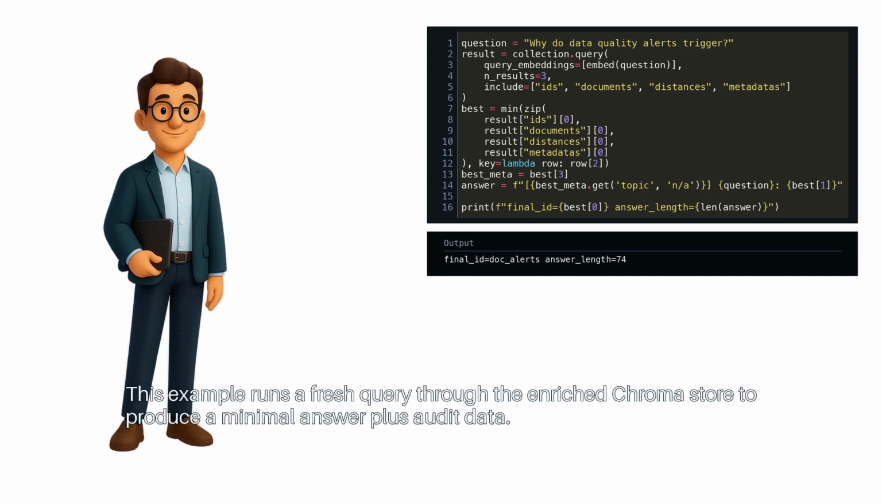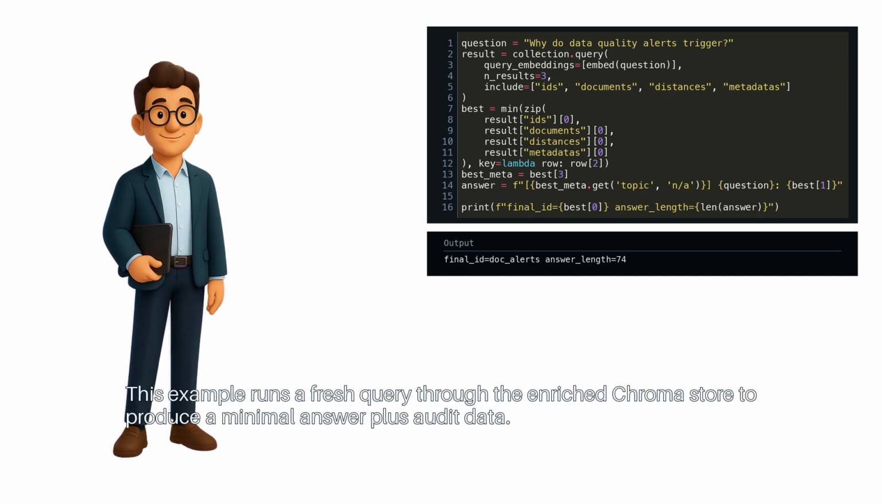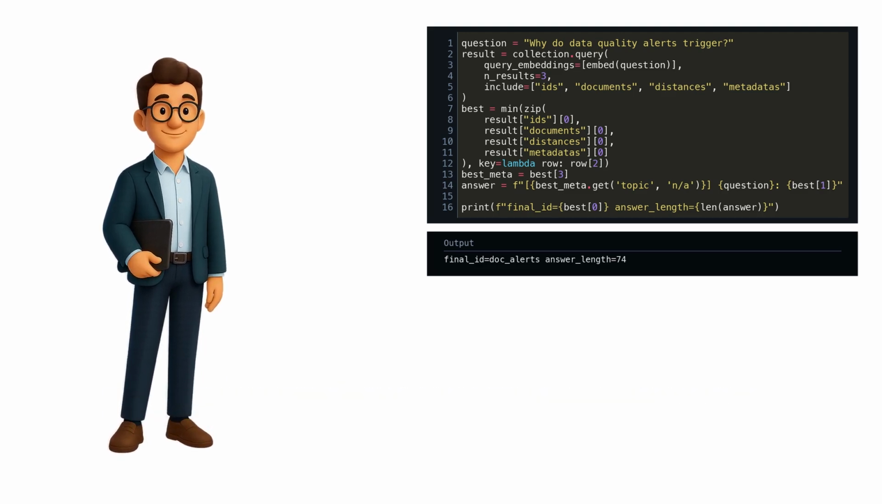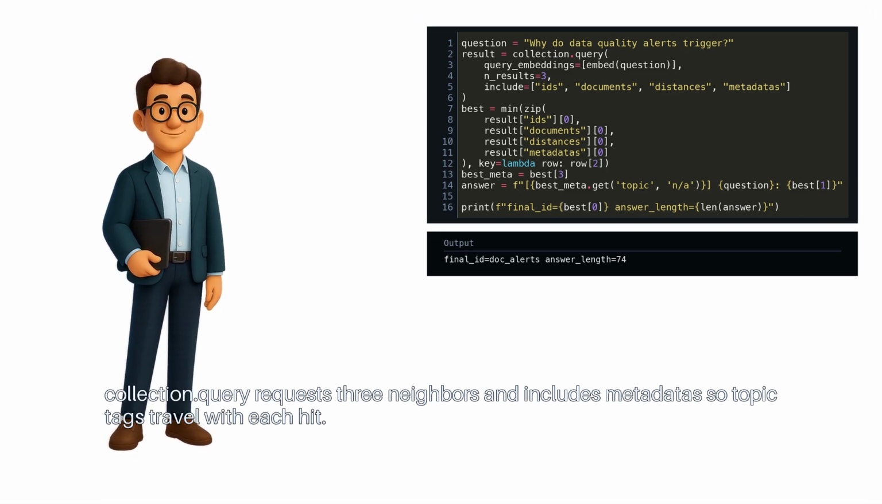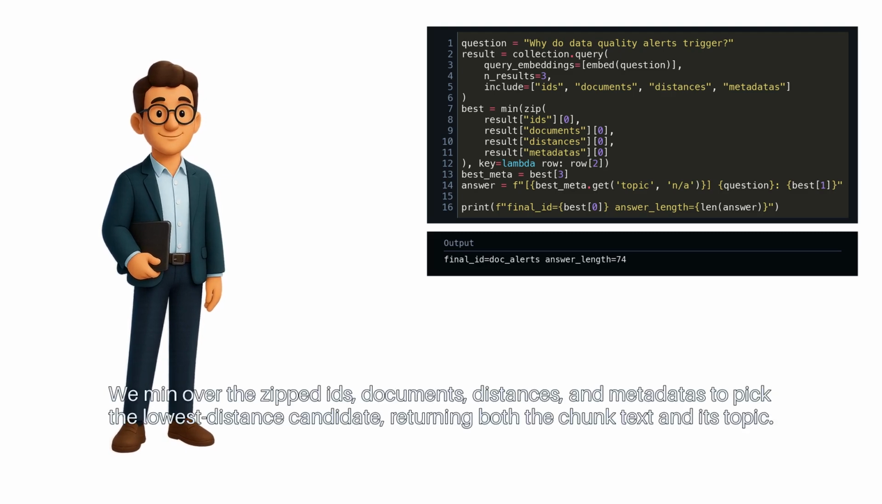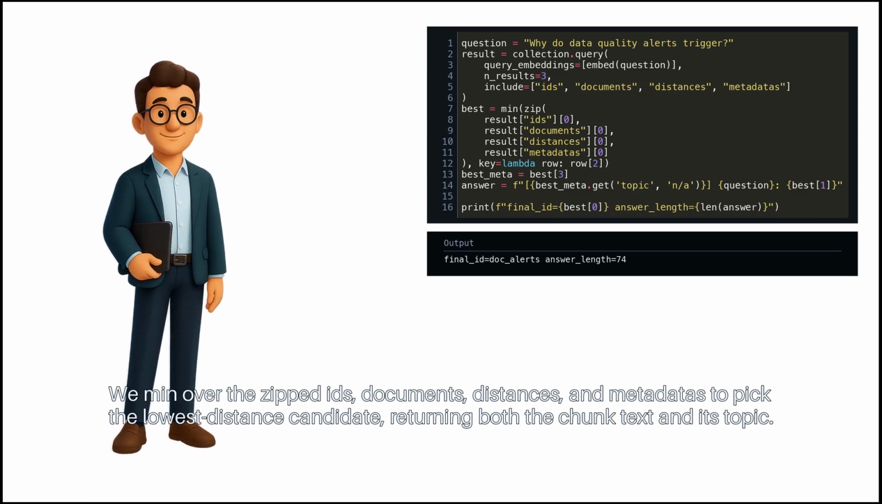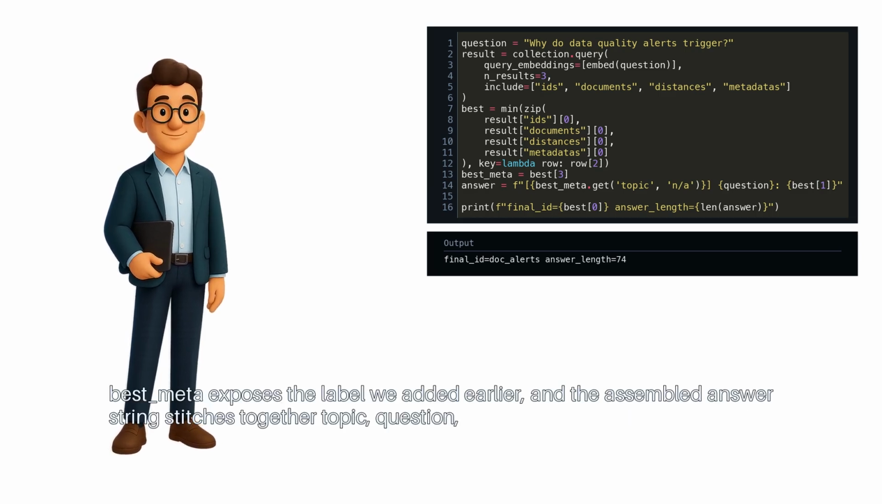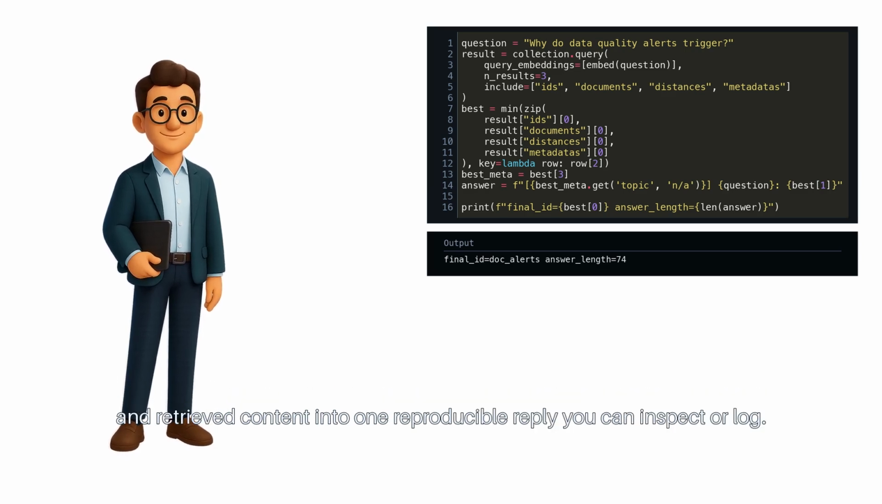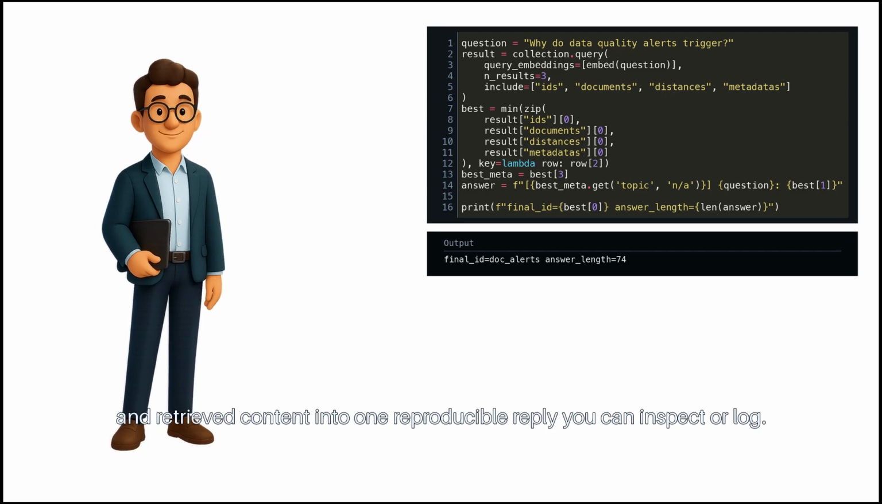This example runs a fresh query through the enriched Chroma store to produce a minimal answer plus audit data. Collection.query requests 3 neighbors and includes metadatas, so topic tags travel with each hit. We min over the zipped IDs, documents, distances, and metadatas to pick the lowest distance candidate, returning both the chunk text and its topic. Best meta exposes the label we added earlier, and the assembled answer string stitches together topic, question, and retrieved content into one reproducible reply you can inspect or log.